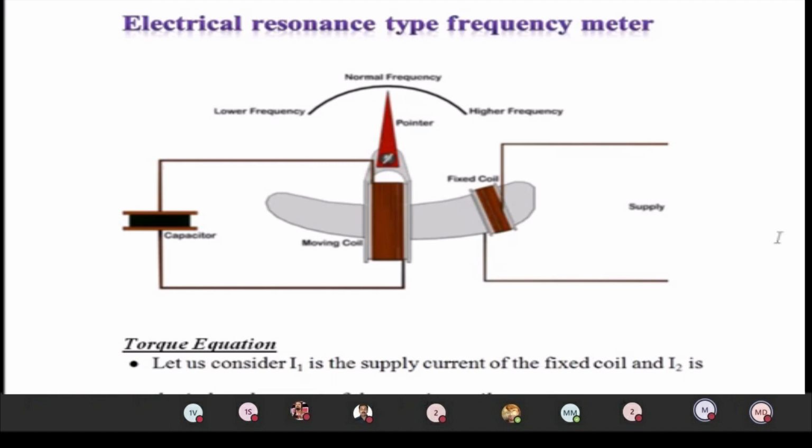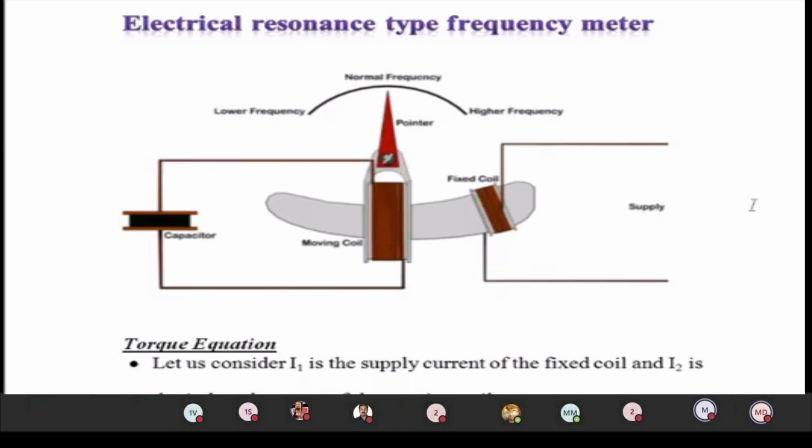There are two coils: one is a fixed coil with the longest core, and the second one is a moving coil which can move around. One is fixed and the second is movable, and one capacitor is connected across the moving coil. Above the moving coil, a pointer is attached to indicate the supply frequency range. In this also we are going to check the value of frequency, whether it is lower, normal, or higher frequency.